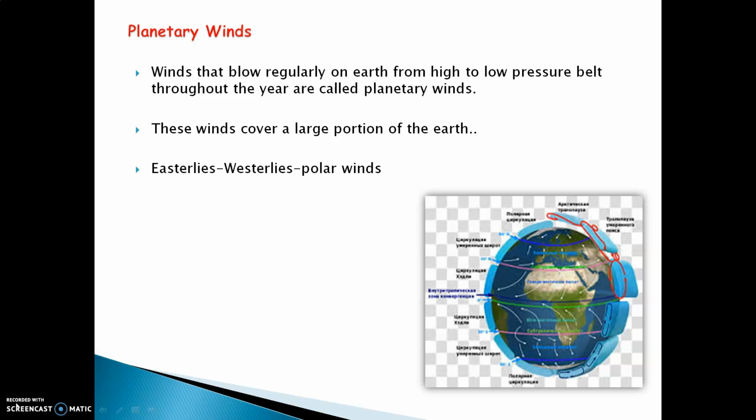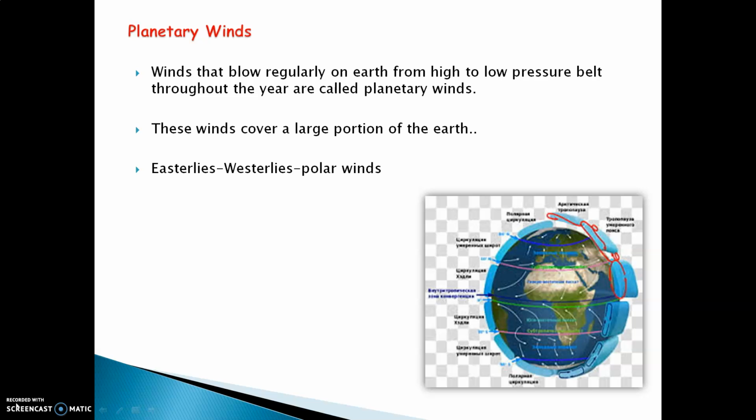In both the hemispheres, the winds that blow from the mid-latitudinal high pressure belt to the equatorial low pressure belt are called easterlies. Simple example: all the winds that blow from east areas are called easterlies. Similarly, in both the hemispheres, the winds that blow from the mid-latitudinal high pressure belt to the subpolar low pressure belt are called westerlies. Winds that blow from the west part are called westerlies.